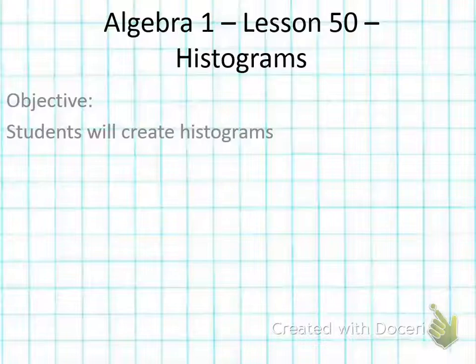Okay, this is lesson 50, histograms. This is another form of organizing data. Again, data is all around us. Numbers we get from all over our lives. We can gain data from anything, from things that you're interested in.